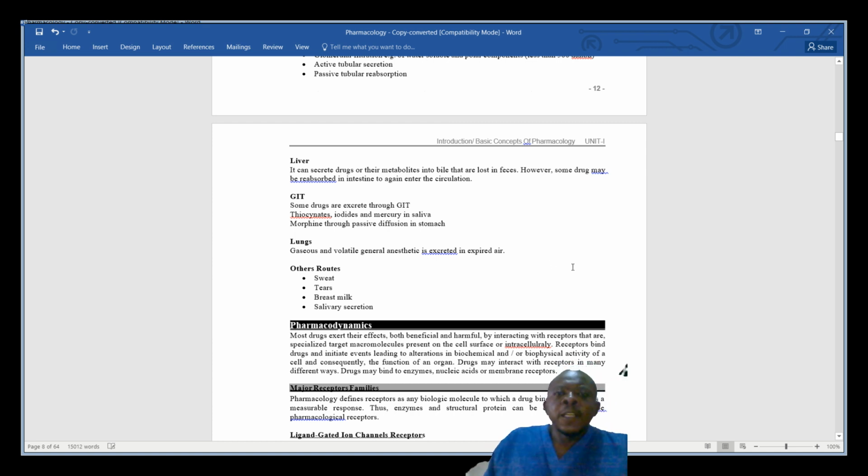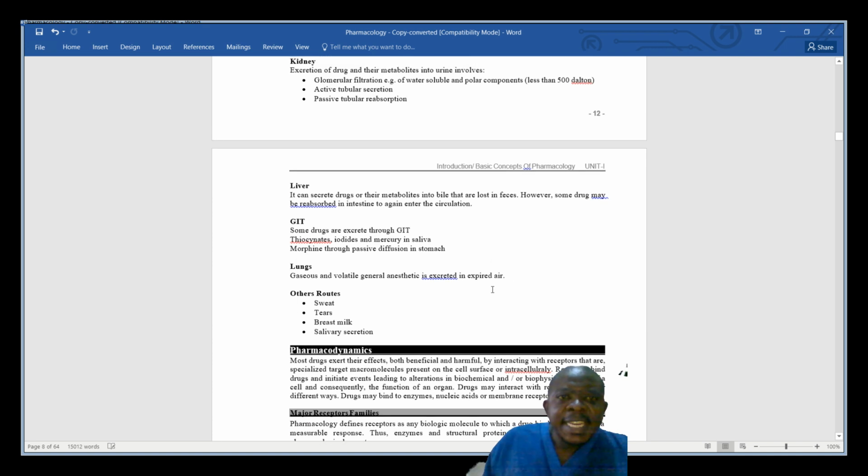So now, apart from the kidney, liver, GIT, and the lungs, it is important that we should also know that drugs are eliminated through other routes like sweat. Someone who is taking certain drugs, the smell within the sweat can still be felt. That is the elimination of the drug. Drugs are also eliminated in tears and breast milk.